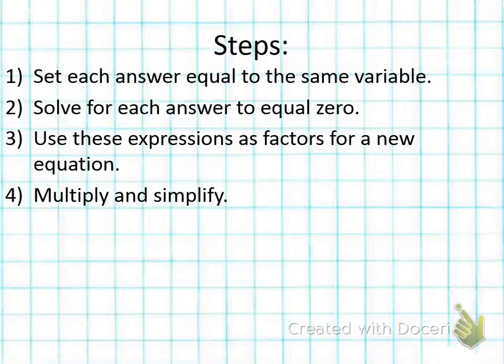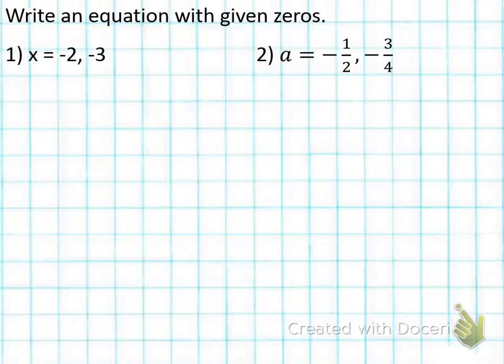Here are the steps. They're up here on the board, but if you're in the video, you should pause it so you get to write these down. I'm going to show you how to do a couple problems. So on today's homework or on a test or anytime I say these are the solutions, how do you write an equation for that graph? So number one, the directions, always read your directions. It says write an equation with given zeros.